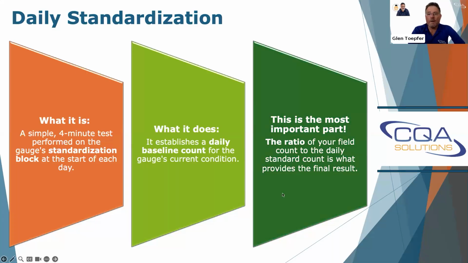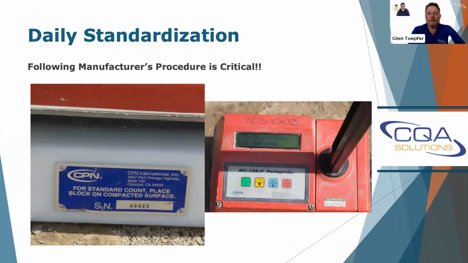So the gauge, this is standardization, a couple pictures. You can see a serial number on this white block. That's a 3-inch block. That's for the CPN. That serial number is assigned to that particular gauge. You shouldn't be swapping the blocks around. I've seen people swap them. They have issues. They don't know why.